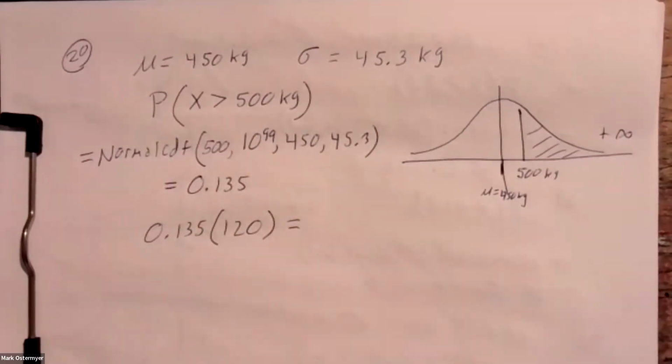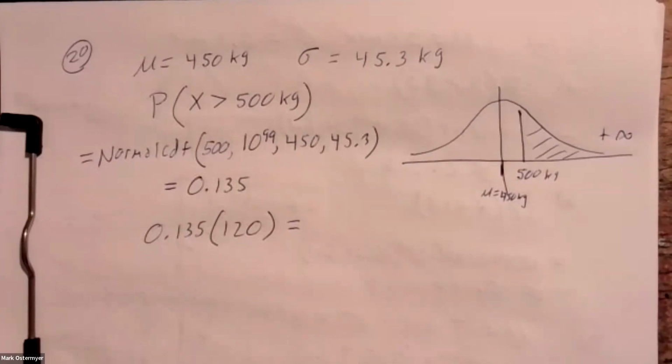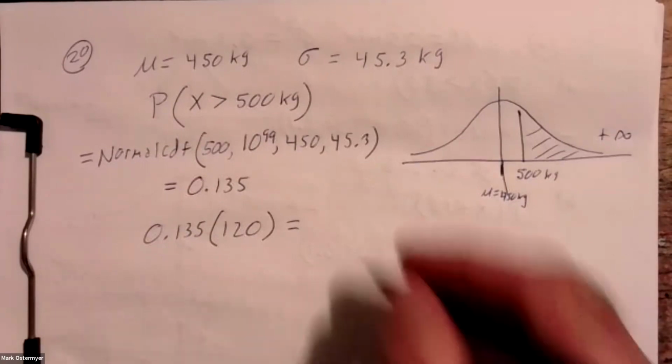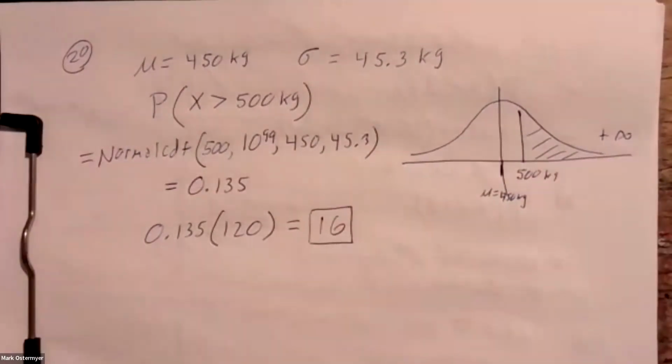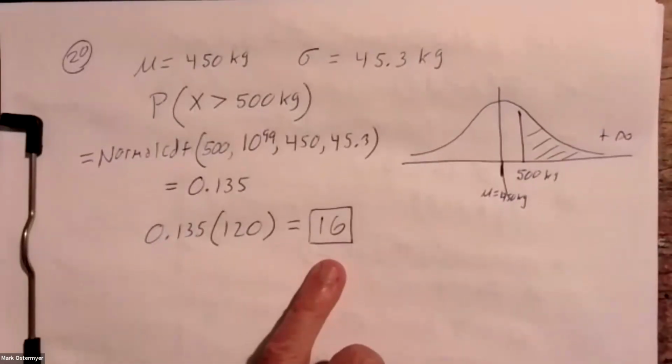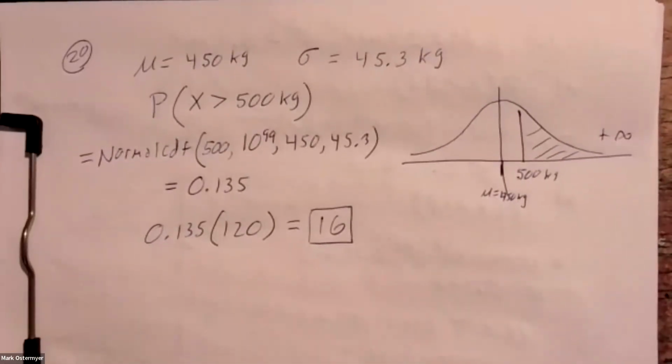And therefore, of these 120 manatees that were captured and released, we would expect about 13.5% of them, or about 16 of the manatees, to have a weight that exceeds 500 kilograms. And that would be your answer. About 16 of the 120 manatees weights would exceed 500 kilograms. And that's one like number 20 there.